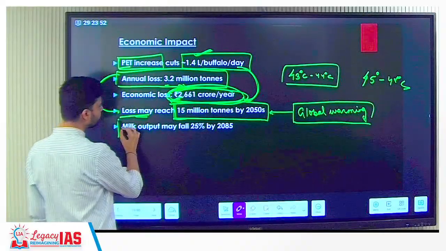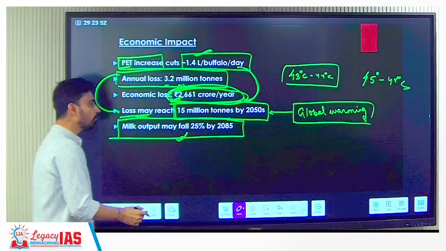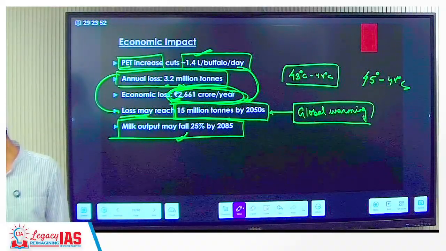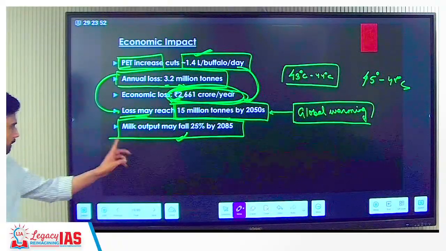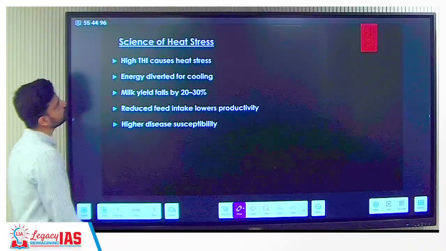That means by 2085, milk output from India itself will fall by how much percentage? 25%. Currently, India is the largest producer of milk in the entire world. Okay, but that can further change based on how global warming and climate change play their role.